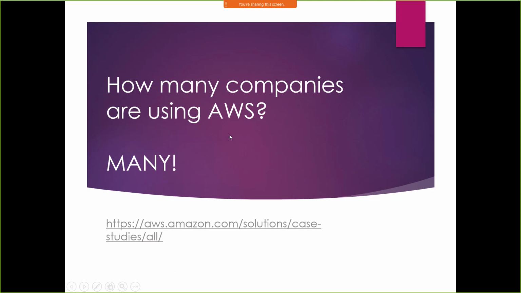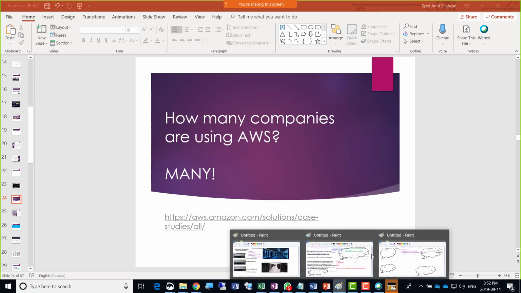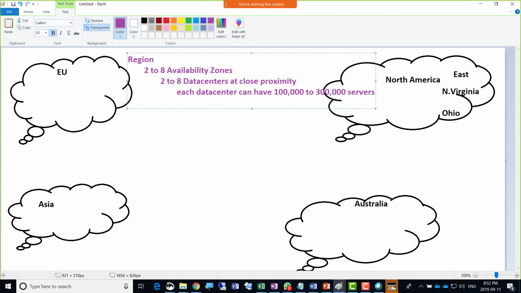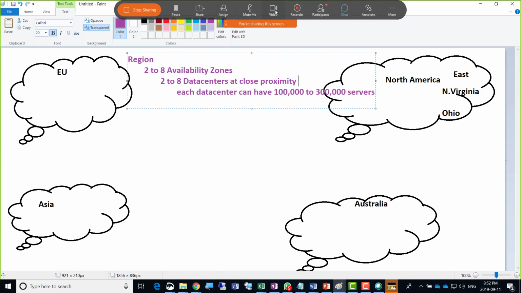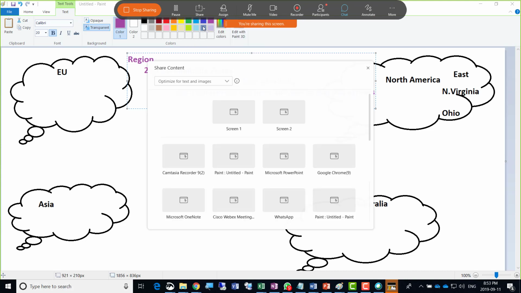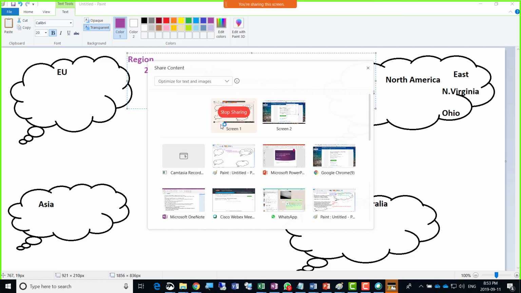Now, how many companies are using AWS? So the answer is many. Okay, there's a question from Achu here: what's the difference between availability zone and region? So if I go ahead to that slide or the diagram, I'm going to share it with you. The diagram here, I'll just click share. I think you see the diagram already, right? Yes, you see the diagram already.